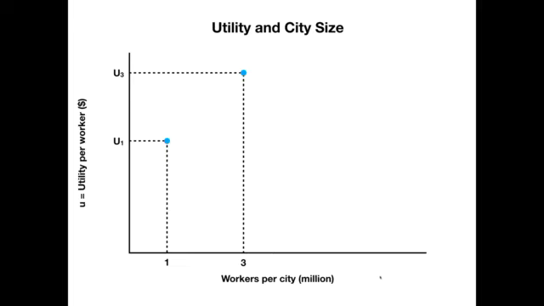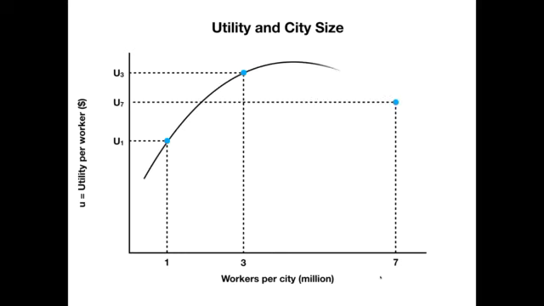But what I want you to realize is that as this continues, the costs of the city getting larger start to outweigh the benefits of the city getting larger. So let's say we get to the point where this city is equal to 7 million workers. You can see that the utility per worker decreases. So the utility per worker when the city has 7 million workers is lower than if it was 3 million workers. And this has to do, once again, with the costs of the city getting larger starting to outweigh the benefits.